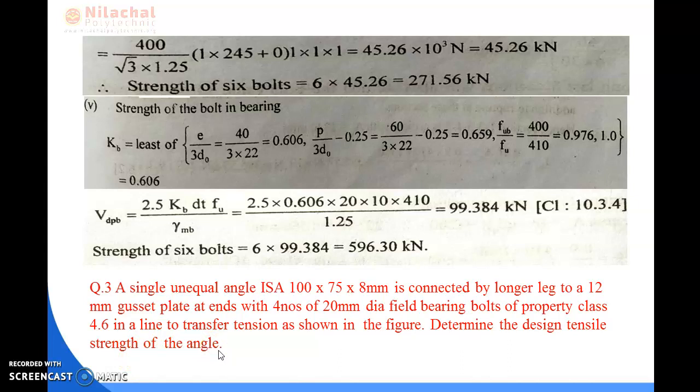So now, what are the data given here? First of all, the dimension of the unequal angle section is given, and the longer leg of the angle section, that is the 100 mm leg, is connected to a gusset plate, and the thickness of the gusset plate is 12 mm. And the angle section is connected to the gusset plate by 4 numbers of 20 mm diameter bolts. So now, first of all, we will write the data given.